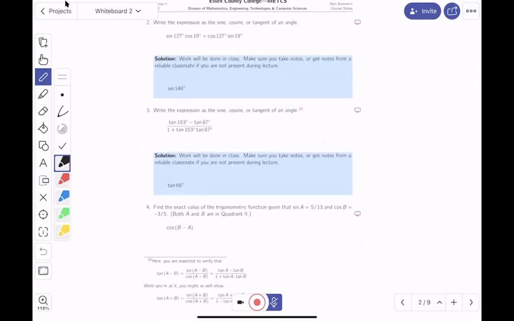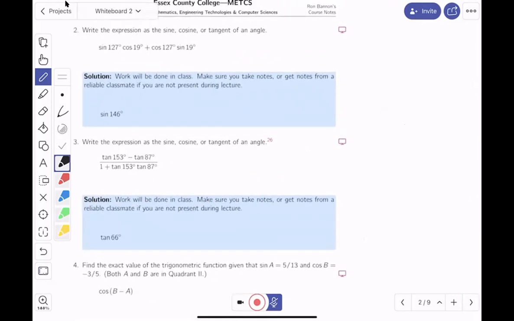Again, number 2 has something to do with a sum formula. And I'm looking at it, and what they want me to do is write the expressions in terms of sine, cosine, or tangent of an angle. So I'm looking at this thing, and it looks like a sum formula for a sine. And so I'll write this one down over here. It looks like this is sine A, cosine B. It might be a different order, but it certainly does look like a sine of a sum.